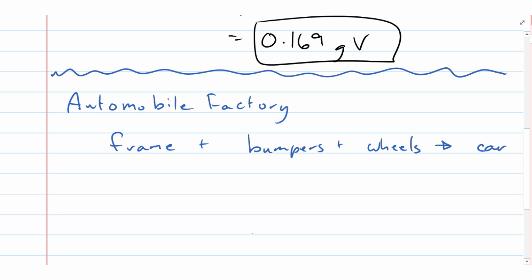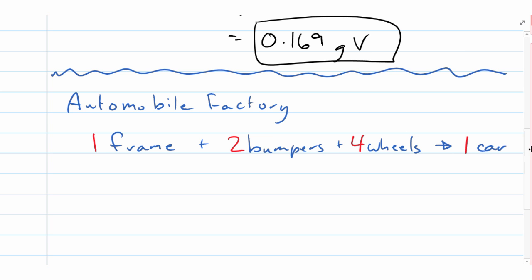So for every one car, let's say that our coefficient here in front of cars is a 1. How many frames do we need? 1. How many bumpers do we need? 2. And wheels? 4. All right, so we can treat these as if they are coefficients in a balanced chemical equation.